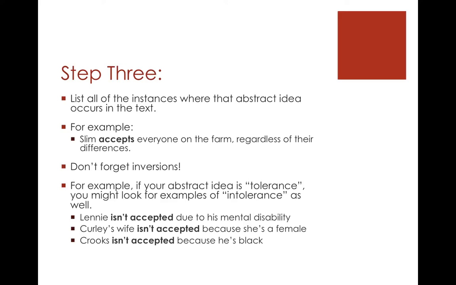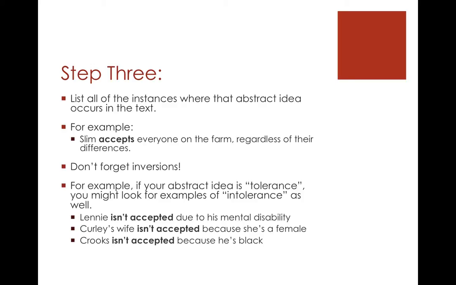Step 3. List all of the instances where that abstract idea occurs in the text. Throughout this presentation, I'm going to be using Of Mice and Men as an example, and I'm going to use the abstract idea of acceptance or tolerance as my example. So when I reflect back on the text, I can come up with the example that Slim accepts everyone on the farm regardless of their differences.